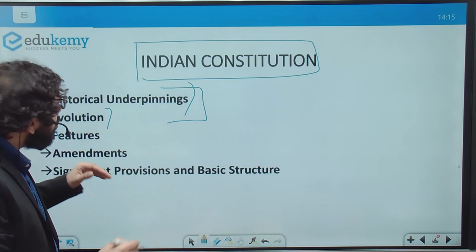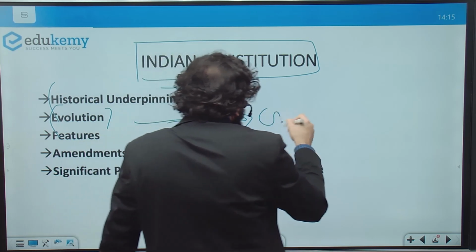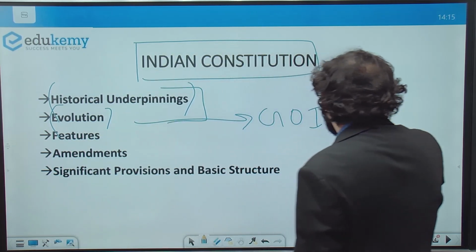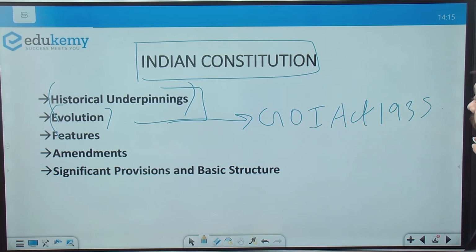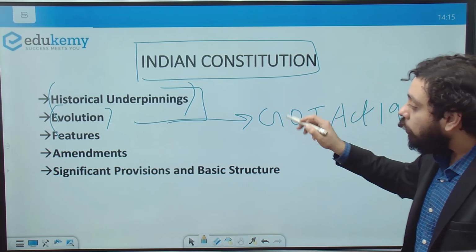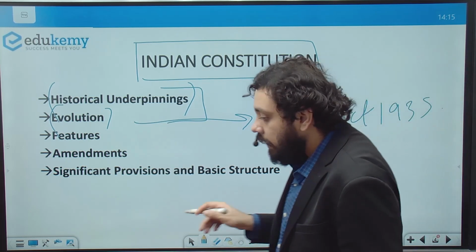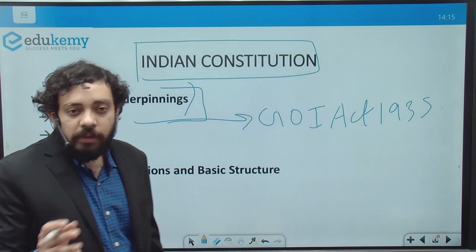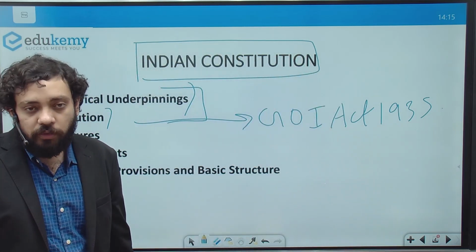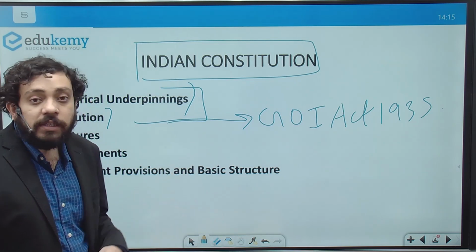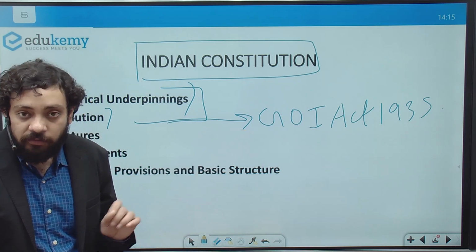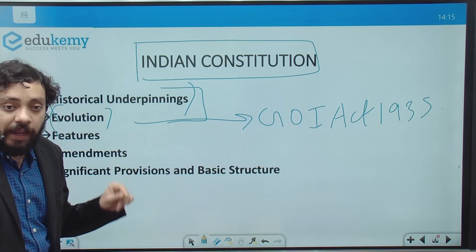So for instance, you can take a look at something like the Government of India Act 1935. Many questions are asked related to the Government of India Act 1935, and a lot of what is currently present in the Constitution of India, for example, the three lists in the Constitution of India, the state list, the union list, and the concurrent list, was already mentioned as a feature in the Government of India Act 1935, right?